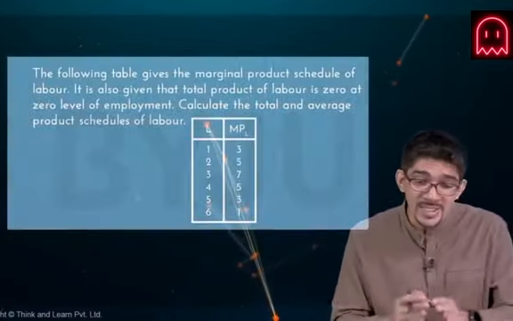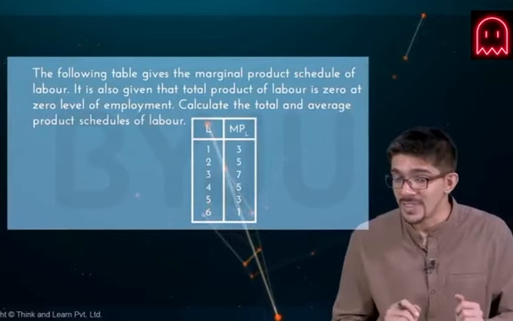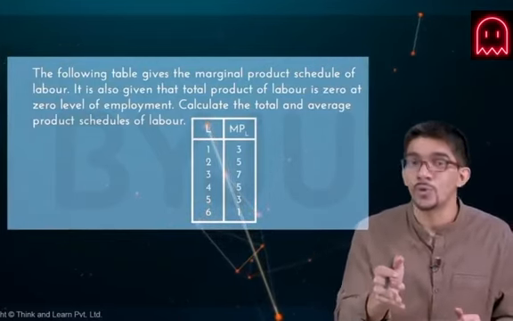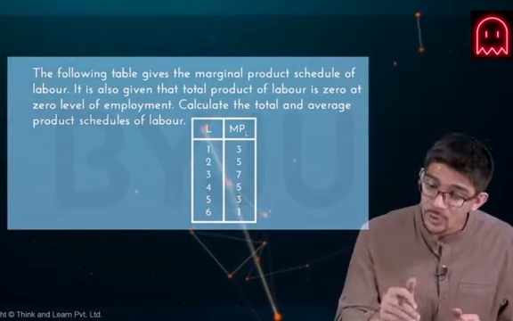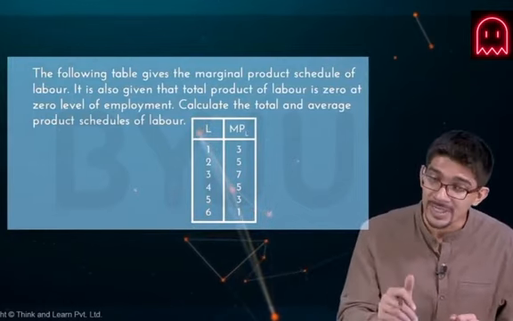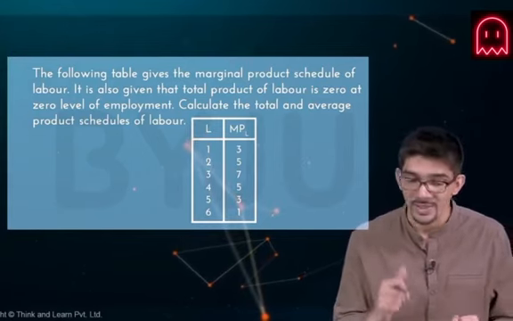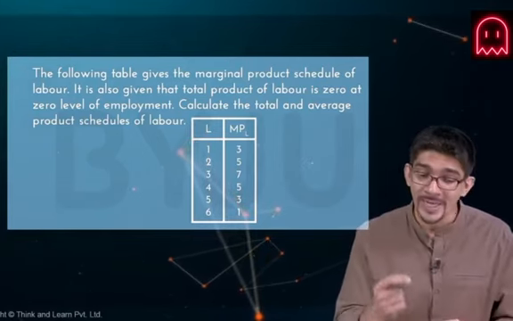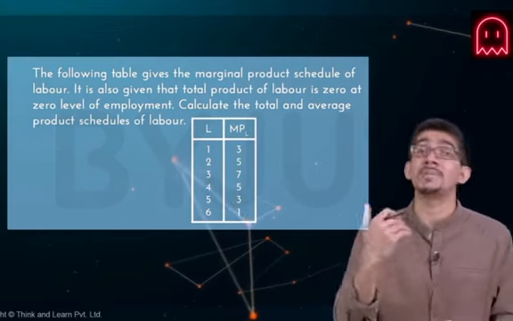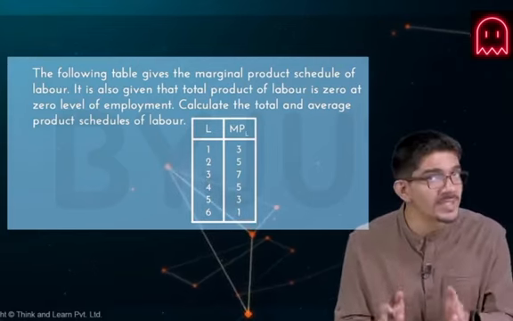So in this question, the total product schedule is given, which is basically laborers and total product. If number of laborers is 0, total product is 0. If labor is 1, product is 15. If labor is 2, product is 35, etc. Now what do we have to do? We have to find out the average product and the marginal product of labor from this information.